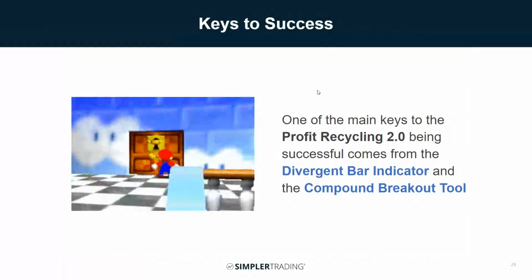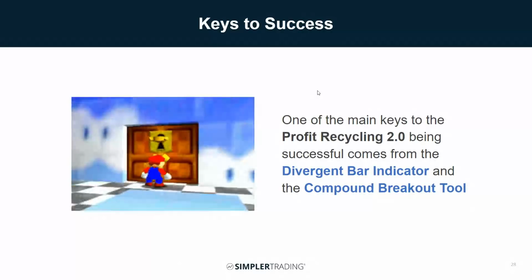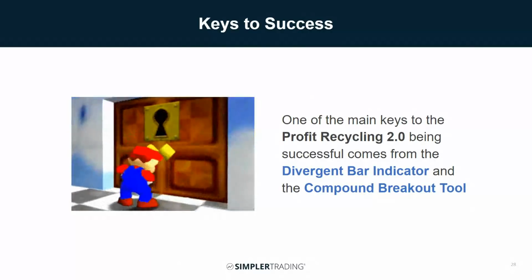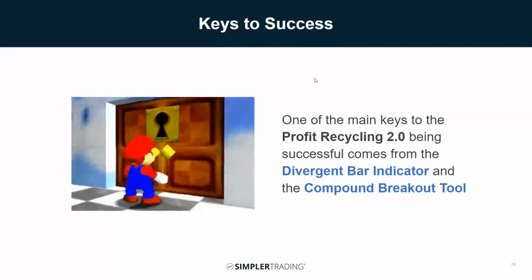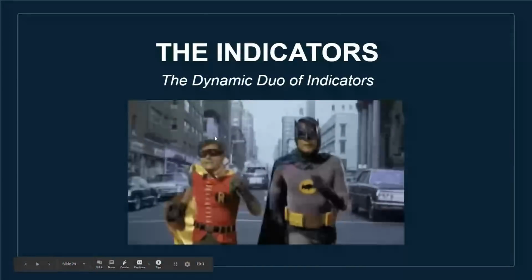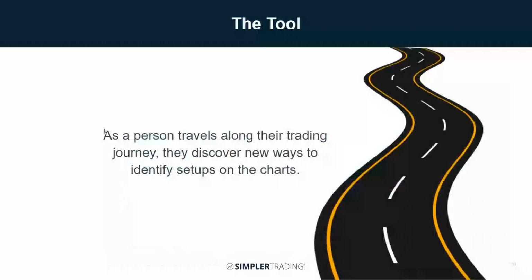So what are the keys to success? One of the main keys to the Profit Recycling 2.0 strategy being so successful comes from the divergent bar indicator and the compound breakout tool. This is my dynamic duo of indicators, right? My Batman and Robin, if you will, of my trading plan.